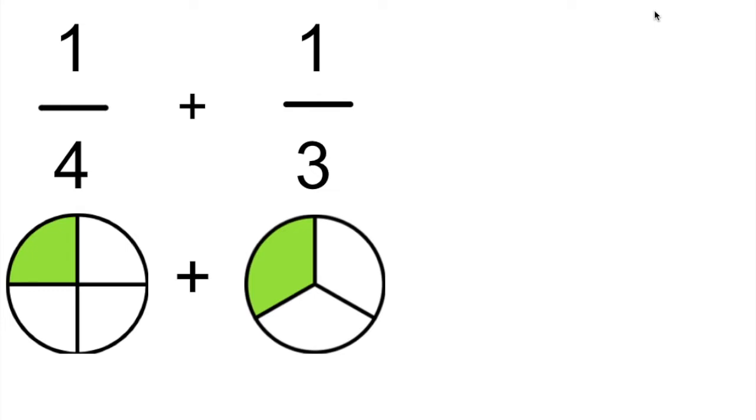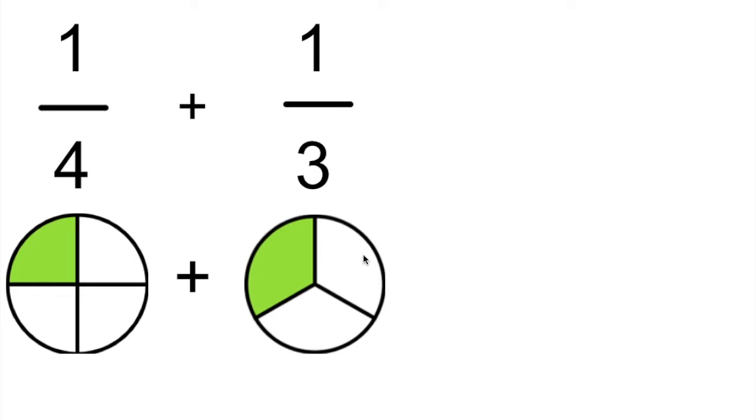So here we have the equation 1/4 plus 1/3. You can look at these fractions and see they have unlike denominators, and you can look at the models to see that they do not share a common whole. So there's something that we have to do before we add. We cannot just add across, 1 plus 1 and 4 plus 3. We need to have a common whole.